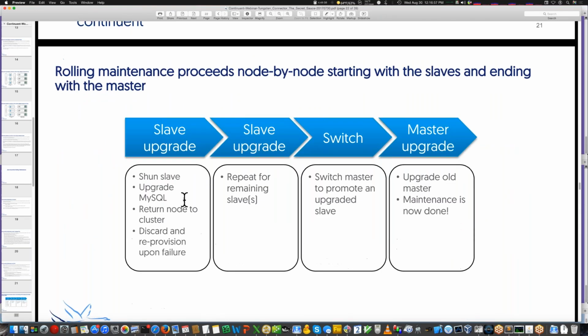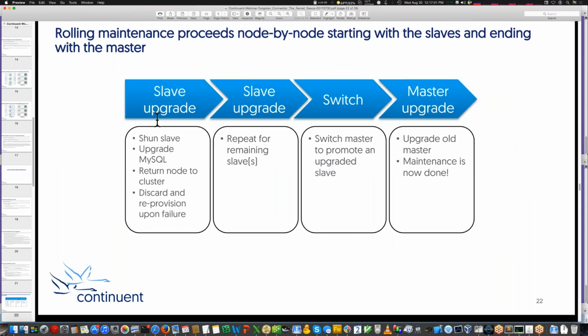So let's look at that in a picture. In a 3-node cluster, for example, you shun the first slave, do whatever your maintenance is, bring the thing back with a welcome, and if something should happen, you can always reprovision it. Once that's all worked out, update any remaining slaves, finally issue that switch command to promote any one of these already completed slaves to a master, and then finally you can upgrade the old master, which is now running as a slave. This is what we call rolling maintenance.